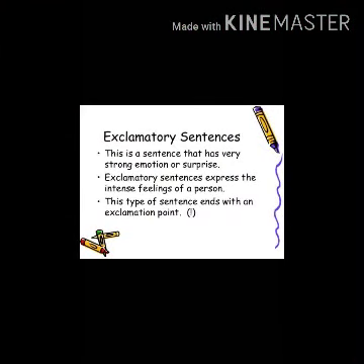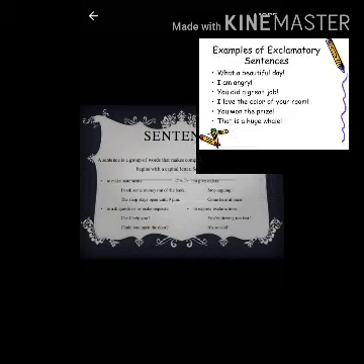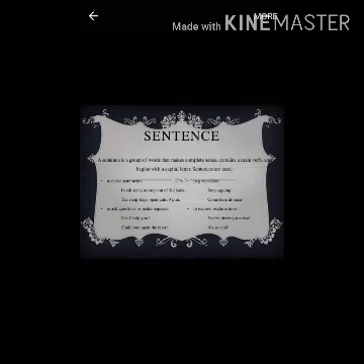Then we have exclamatory sentences. Exclamatory sentences express strong emotions or sudden feelings or reaction of a person. For example, what a beautiful day. I'm angry. You did a great job, etc. These sentences begin with a capital letter and end with an exclamation mark. So these were 4 kinds of sentences.